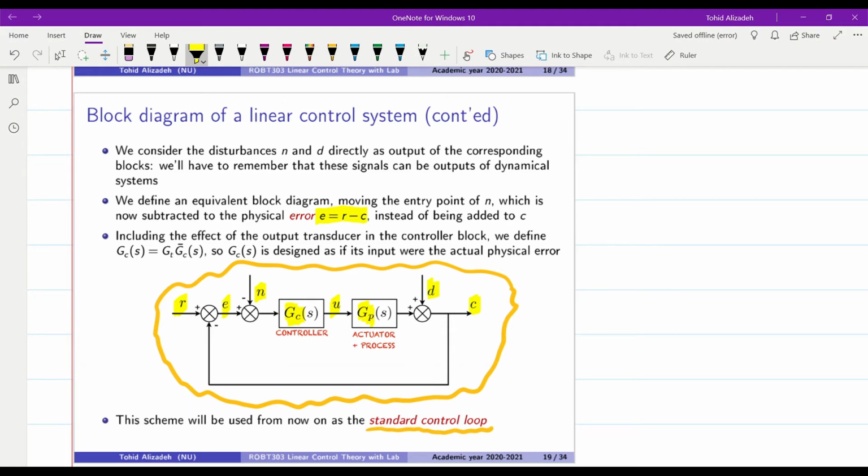And as we will see later, when we want to design the controller, our aim will be to make the error as small as possible. So we'll try to make it 0, but we will do it in a quick way as well.